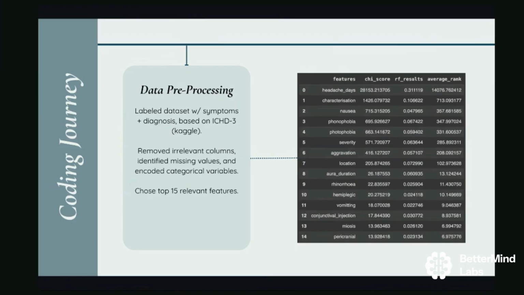Then, using a chi-square test and a random forest classifier, I showed the top 15 most relevant features to be used as user inputs, and that's shown on the right over here. Moving on.